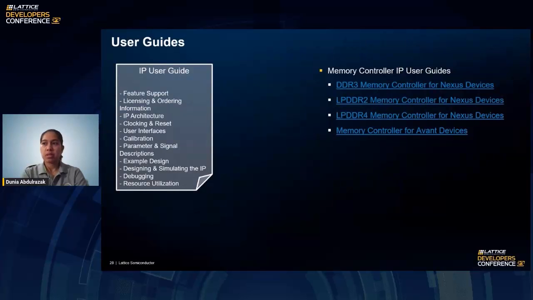In terms of documentation, there are two main sources you can refer to. The first is the IP user guide that I've mentioned briefly throughout this presentation. This document covers information regarding the memory controller IP and includes information such as supported features, IP architecture, necessary clocking and reset handling, configuration and generation of the IP, as well as useful debug information and tips and tricks.